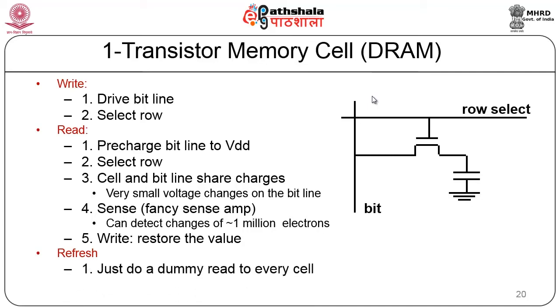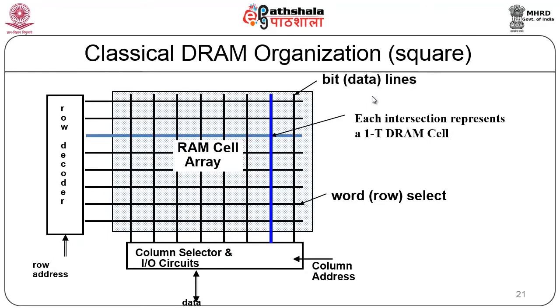Similarly, because the DRAM loses its information periodically, you will have to do a refresh operation. Refresh is just done by means of a dummy read to every cell, because as you do a dummy read, it is followed by a write operation. So, the refresh happens.